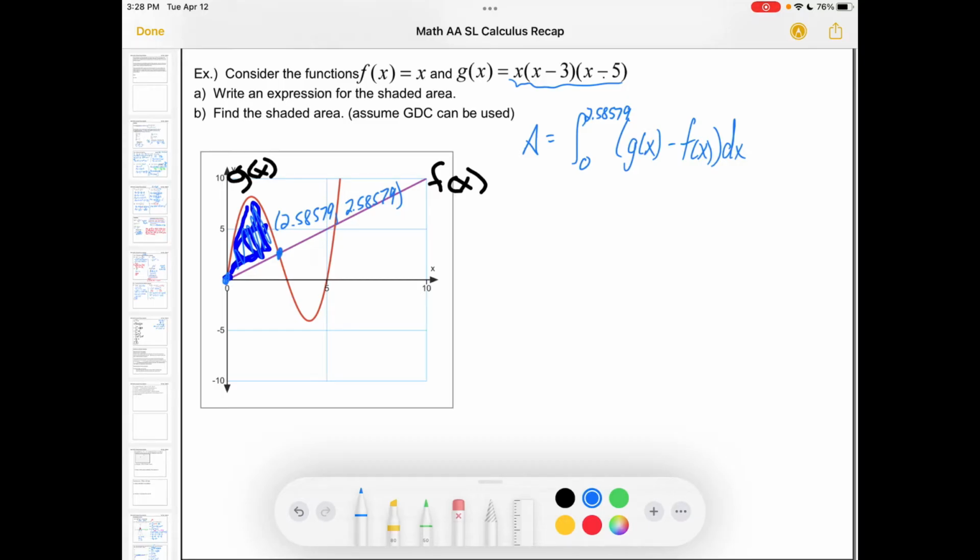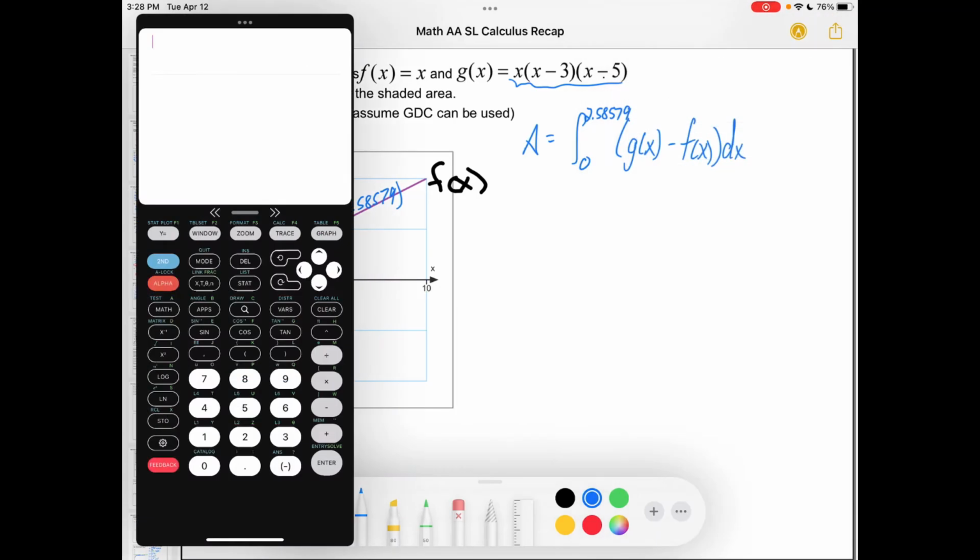Let's do this on the calculator. Definite integral, I can find it under alpha window or under math. I'm going from 0 to 2.58579. And here, instead of writing the functions out again, I know that I put my g of x in y2, so I press alpha trace. I can just choose y2. Minus, again, alpha trace, and I'll choose y1. You can find these in other places too. Work it out to 3 sig figs, we get 11.9 units squared.